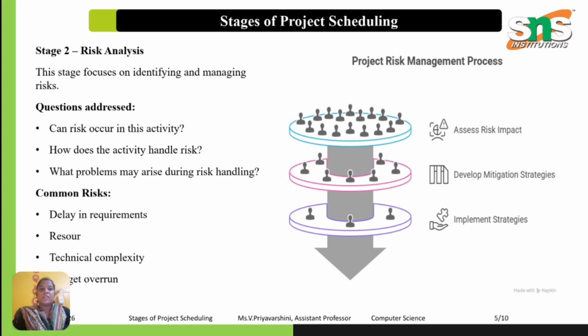Now today we are discussing the stage 2 in the stages of project scheduling, that is risk analysis. So the second stage is risk analysis. Risk is any uncertain event that may affect the project success. So a good project manager doesn't wait for a problem to occur. They identify the possible problems in advance.